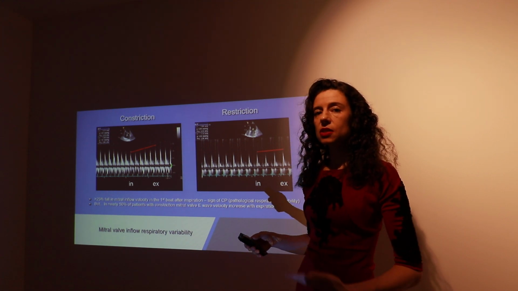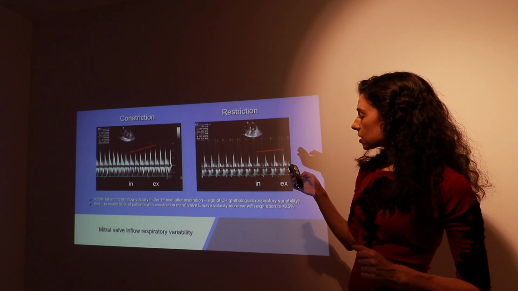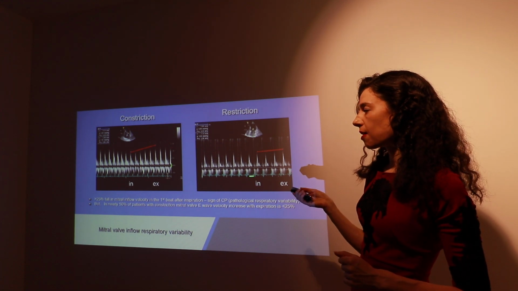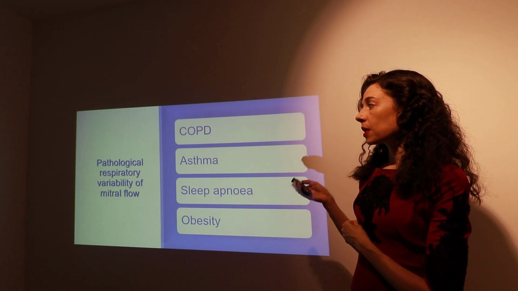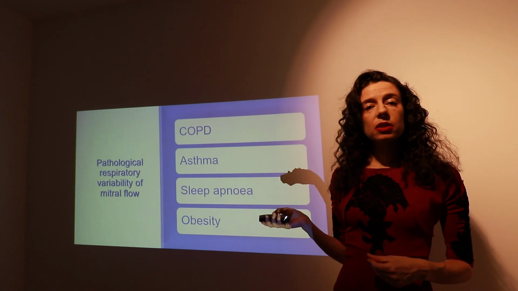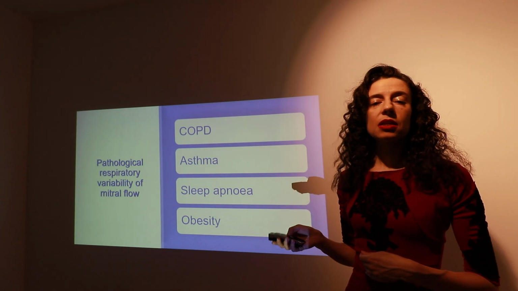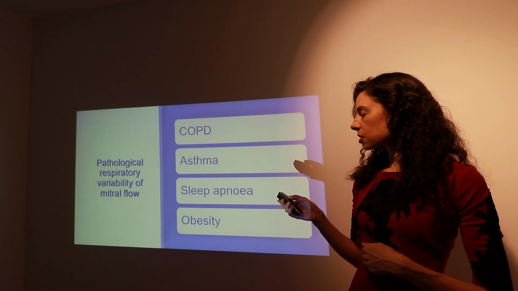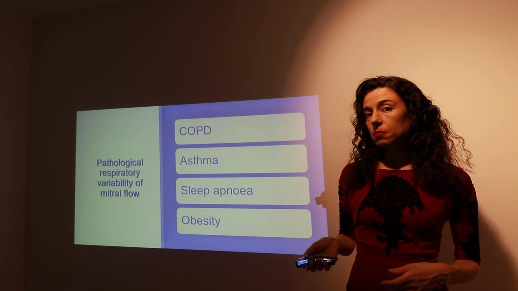become more obvious and that we could see it. In restriction, we don't have respiratory variation. So, this pathological respiratory variability of the mitral flow could also be seen in several other conditions such as COPD, asthma, sleep apnea, and obesity.